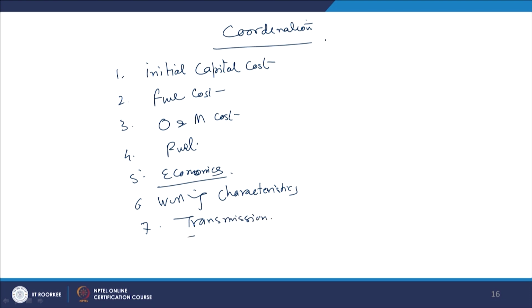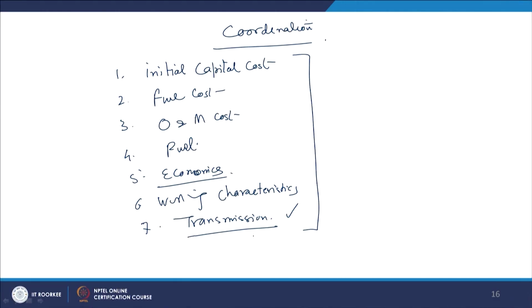Transmission of power is also important. Suppose you generated power in a place where the load is far away. So, transmission of power is also important, and it should take place with a minimum of energy losses, right. So, these are the points which are to be considered while we develop coordination between different types of power plants. That is all for today.